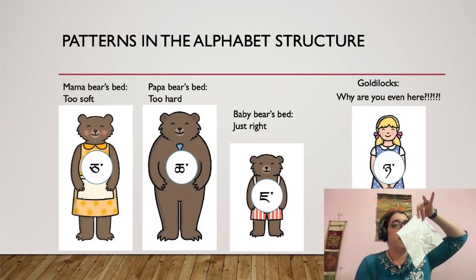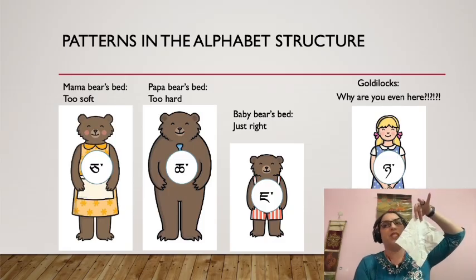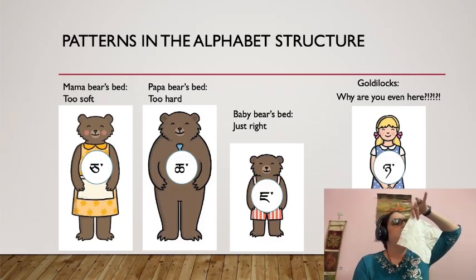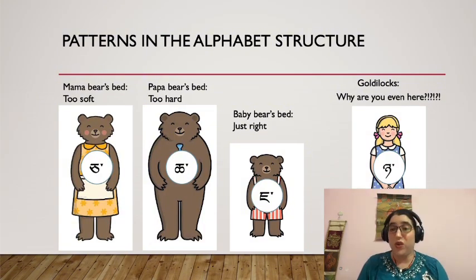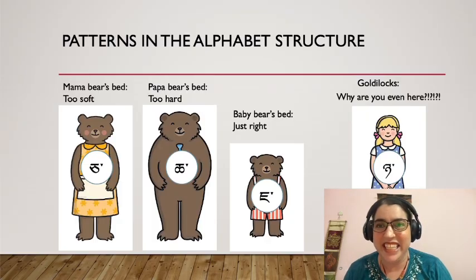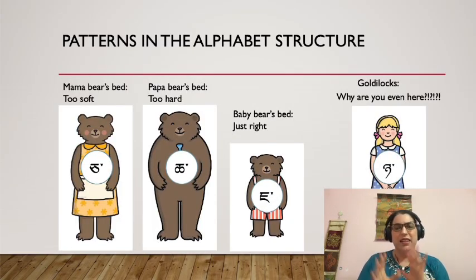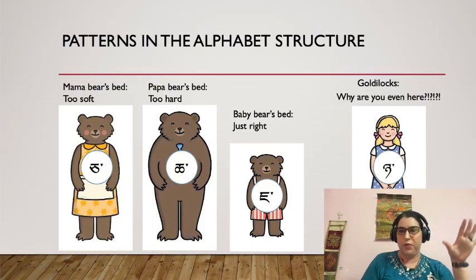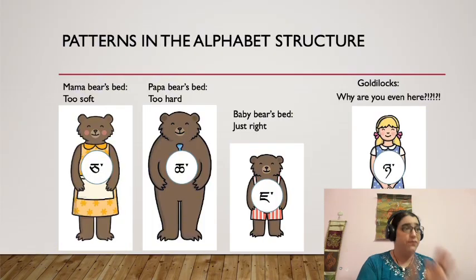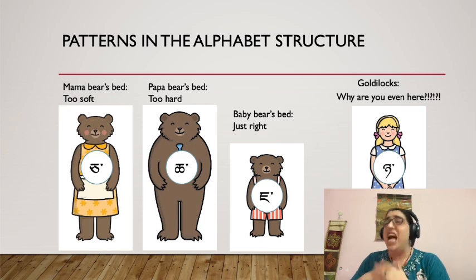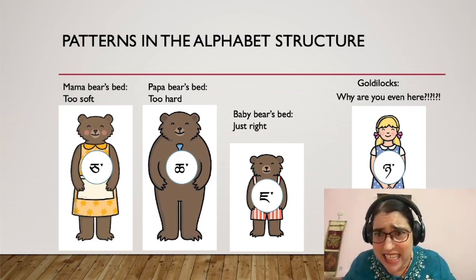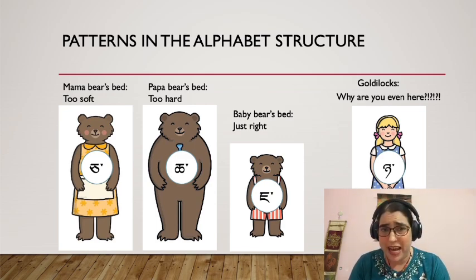So our too soft and high tone mama bear is ja. Our too hard, but still very tall, papa bear is cha. Our just right, low tone, cha. And then Goldilocks is nya, nya, like nya nya when you were a kid, teasing people. And this is why it's so important to say nga properly and not nya, because nya means fish and nga means I. And those are very different things in a sentence, as I'm sure you can imagine.